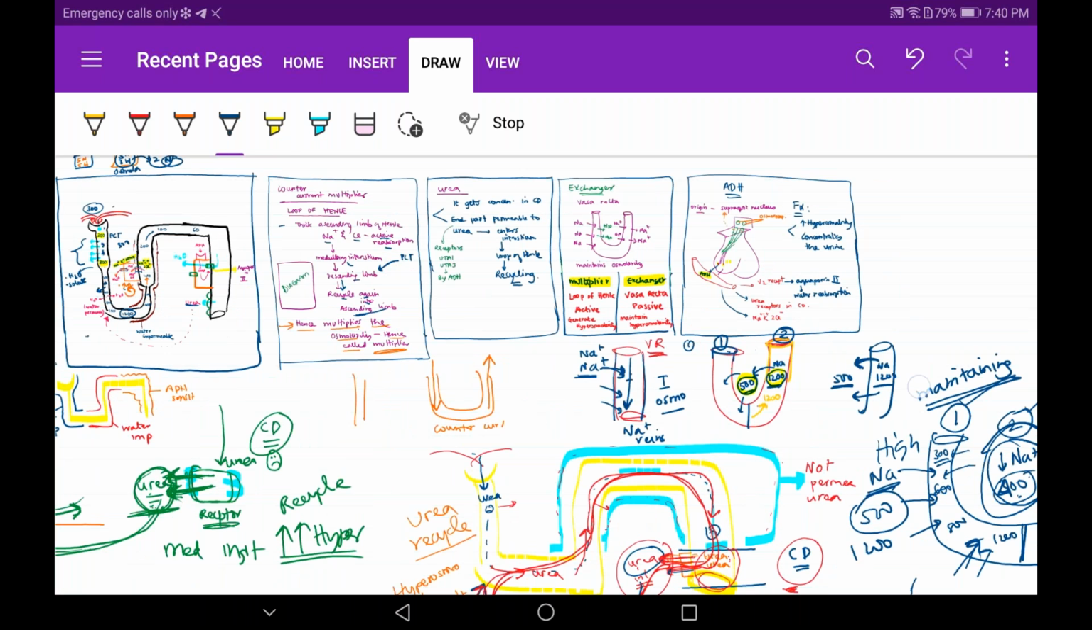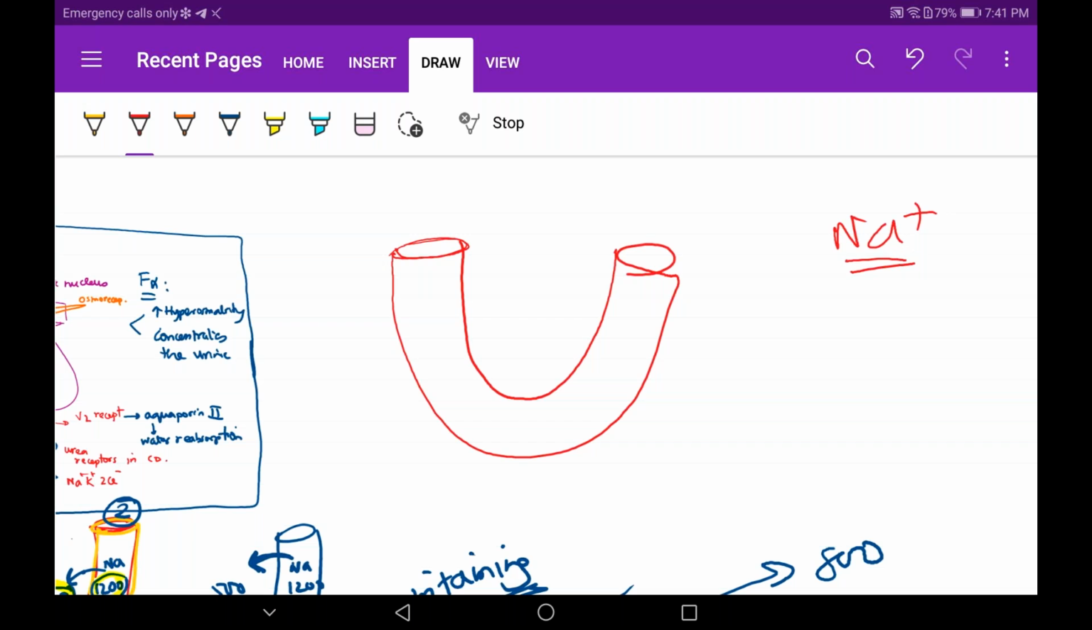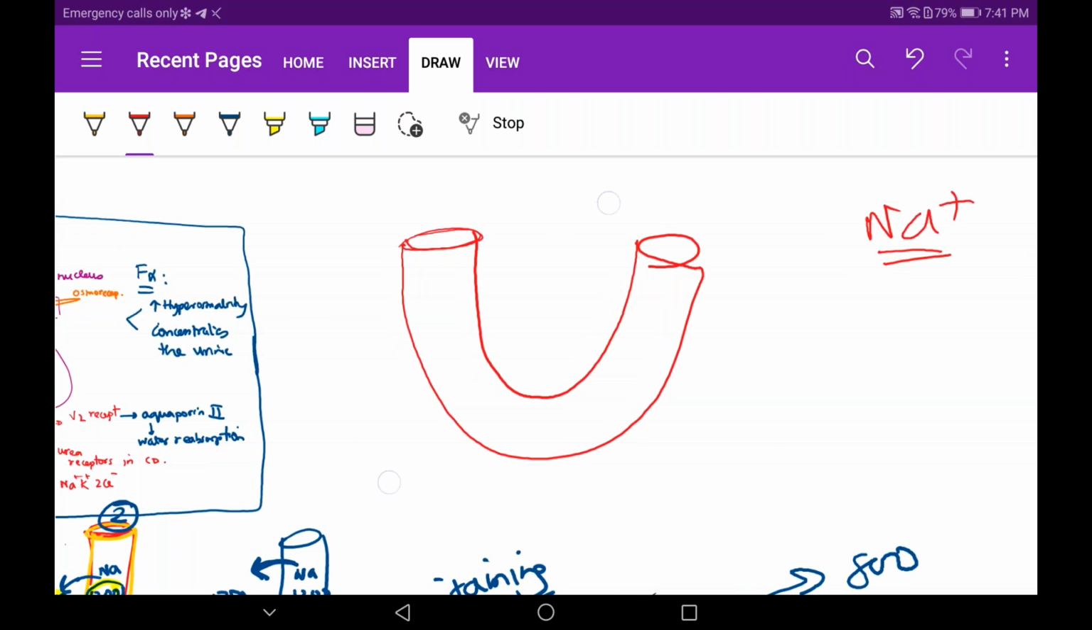Please confirm for me if you have understood the sodium part. If you have understood the sodium part, I will come to the water part. Just put yes, please. Yes, they have understood. Thank you very much, guys. Thank you very much for understanding. I got scared that you would not understand.